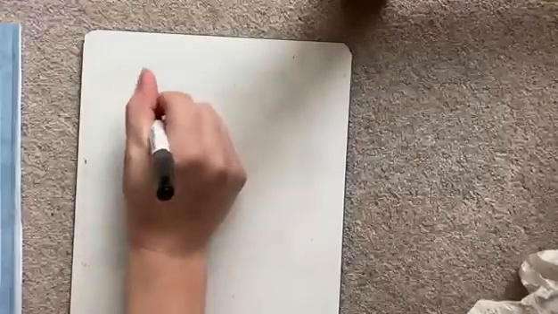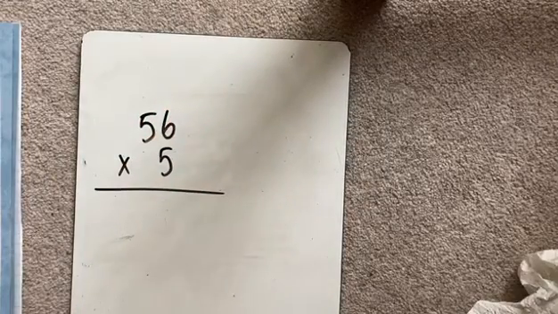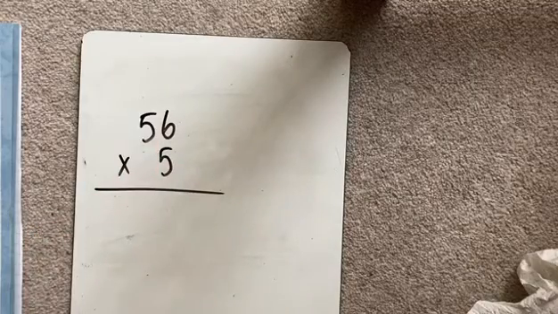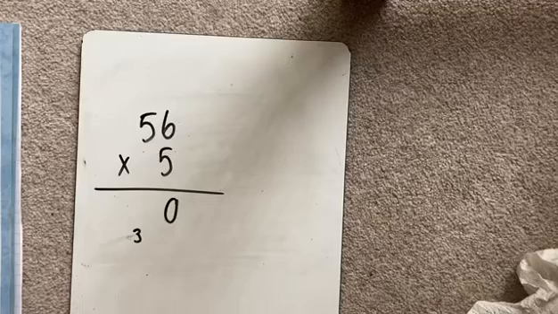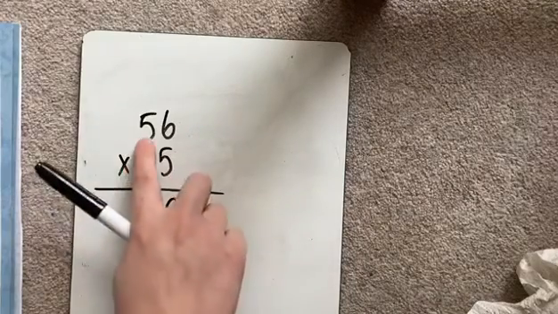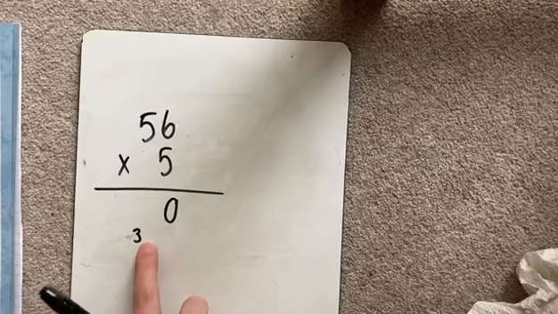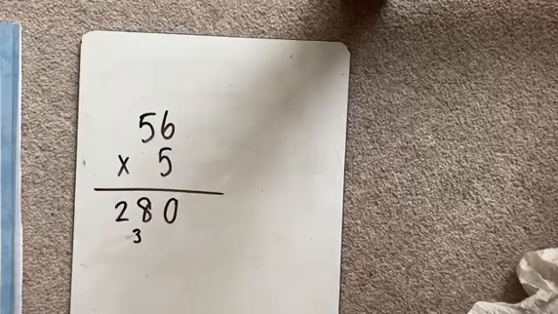Okay, then we had 56 times 5. So we'll use our written method. We'll start off with 5 times 6. So hopefully you know that was 30. So we'll put the 0 and carry over the 3. 5 times 5 is 25, and then we'll add that 3 on. So 25, 26, 27, 28. So you should have got 280.